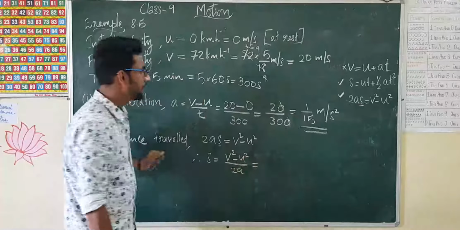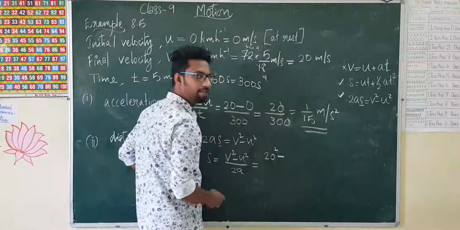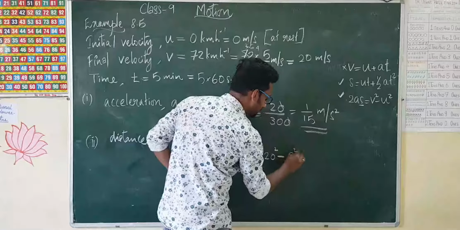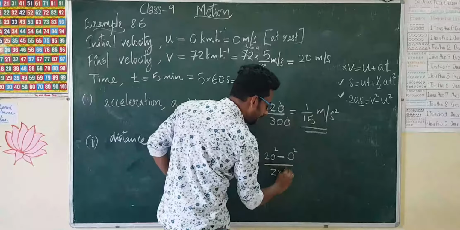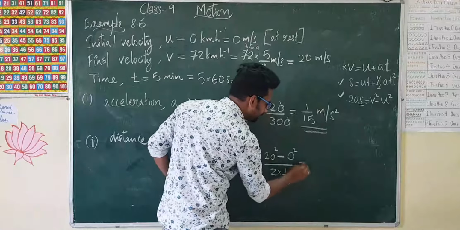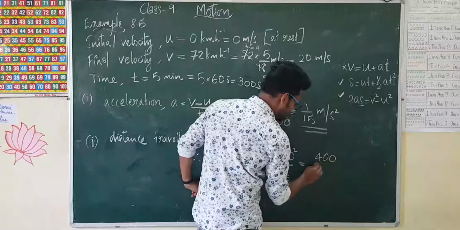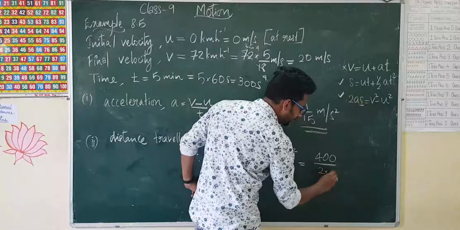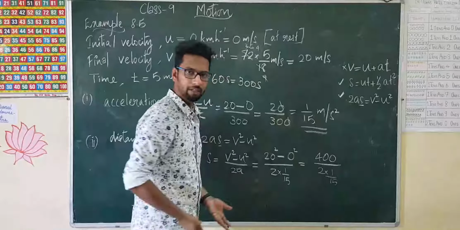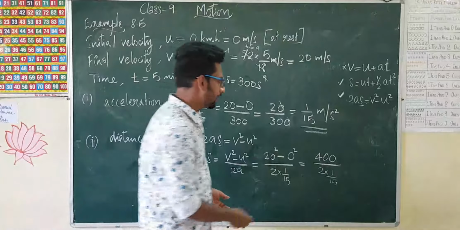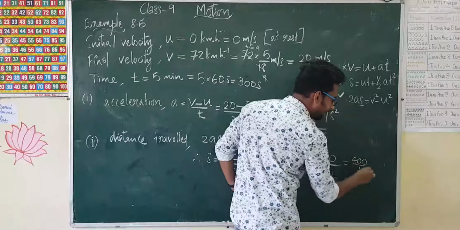Now substitute the values. What is v? v equal to 20. 20 square minus what is u? 0, divided by 2 into what is a? a equal to 1 by 50. 20 square equal to 400, divided by 2 into 1 by 50. So we can apply the a by b divided by c by d formula. So 400 can be 400 by 1.